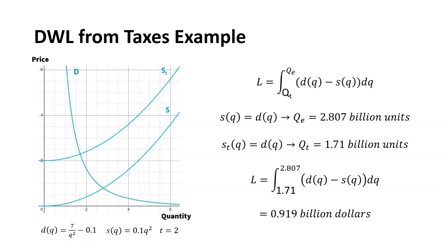Setting the supply curve equal to the demand curve, we get an equilibrium quantity of 2.807 billion units. Setting the supply curve after the tax equal to the demand curve, we get a quantity after the tax of 1.71 billion units. Plugging these values into the formula we determined previously, we get a deadweight loss of $0.919 billion.